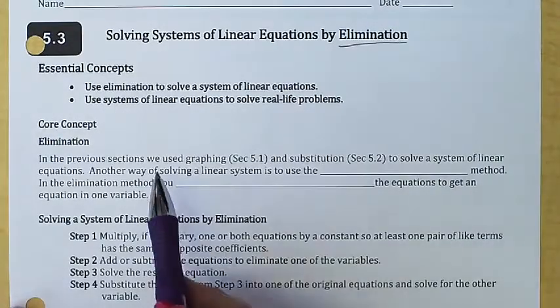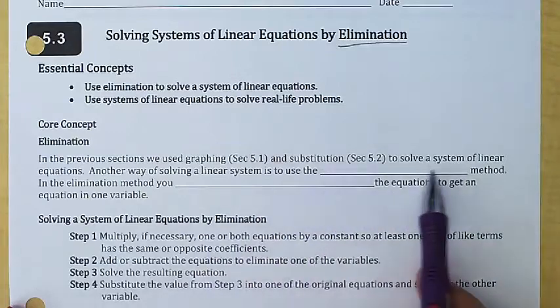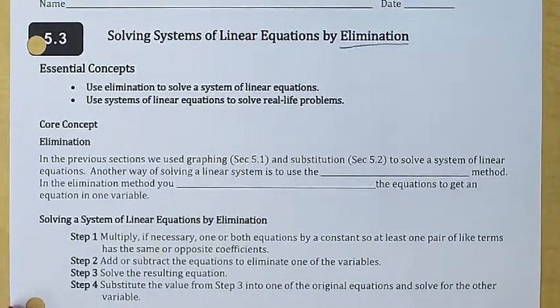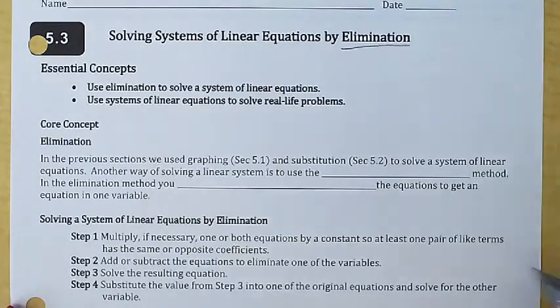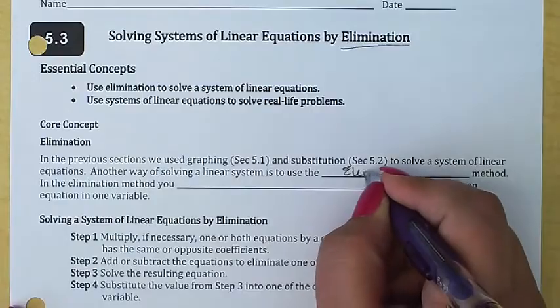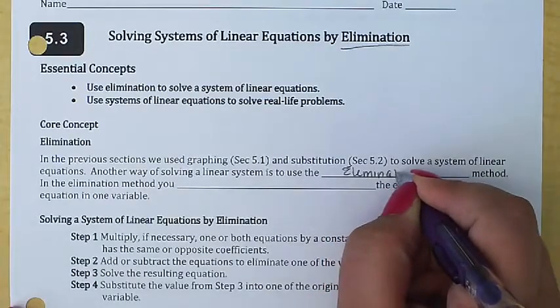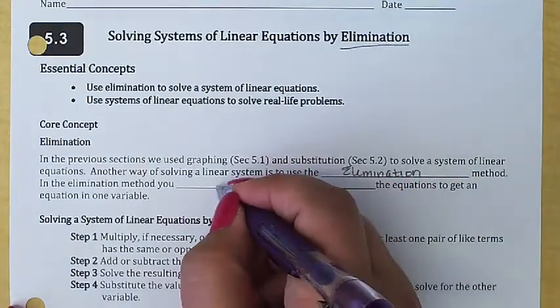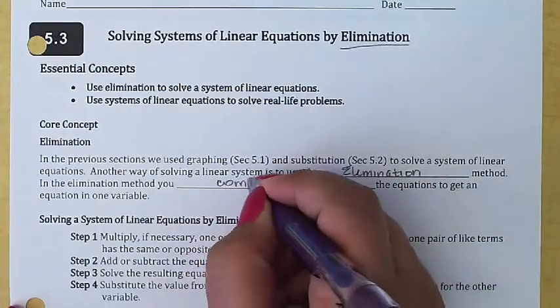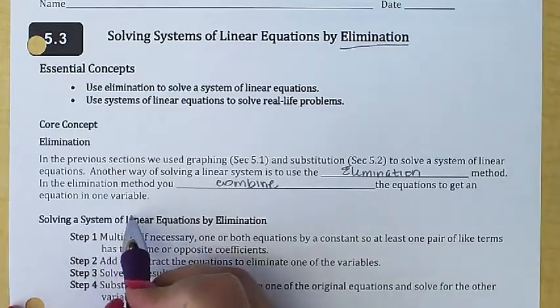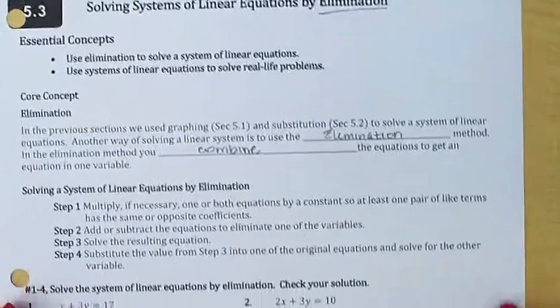So in previous sections, we used graphing and substitution to solve systems of linear equations. Another way of solving a linear system is to use the elimination method. So that's the one we're learning today. Elimination. In the elimination method, you combine the equations together to get an equation in only one variable. Okay, so that's the big idea.